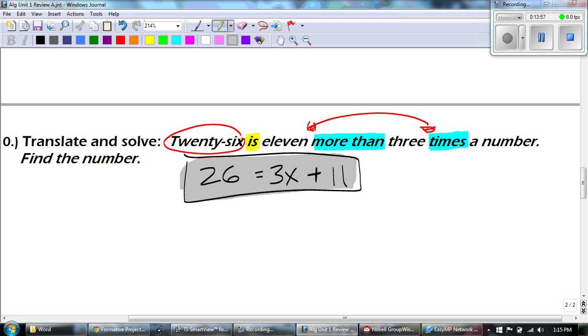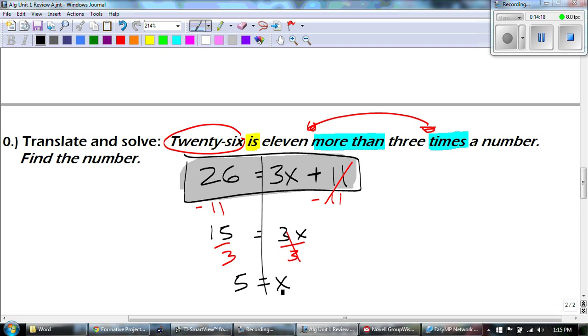translated. But guess what? They want us to solve it too. So solving for x, I'm going to subtract 11 from both sides. I got 15 equals 3x. Divide by 3. And we get 5 equals x.